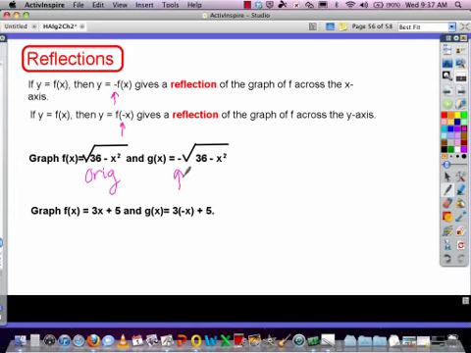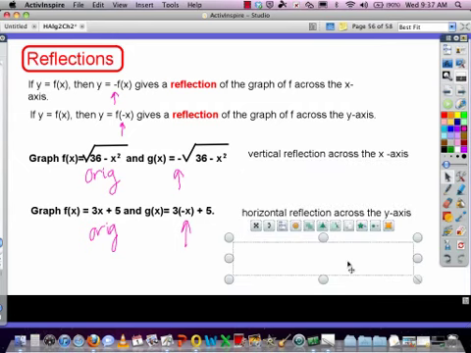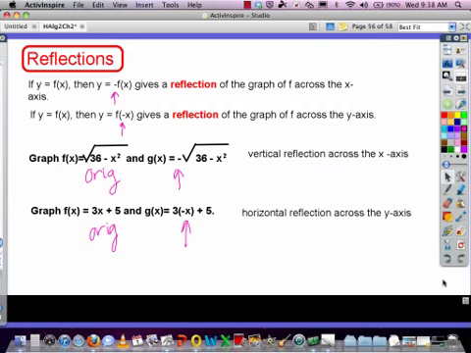Then we have the graph of f of x. This is our original. Look at it carefully and compare to the next one. The only difference is the x value is now negative. It's a negative x, so that should give us a reflection of the graph across the y-axis. Double check to make sure that's what you have, and you should be good to go.